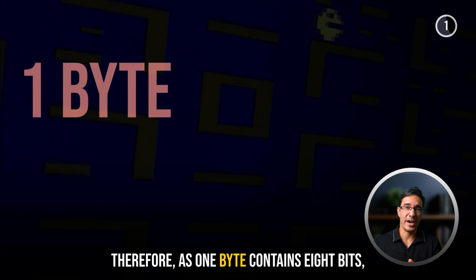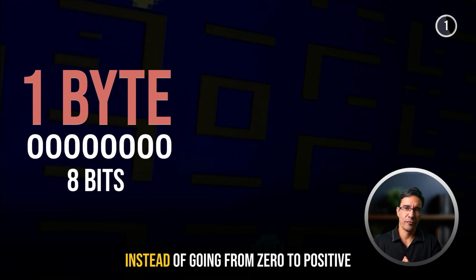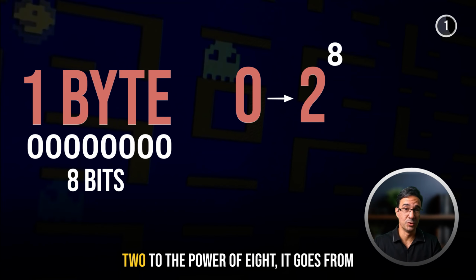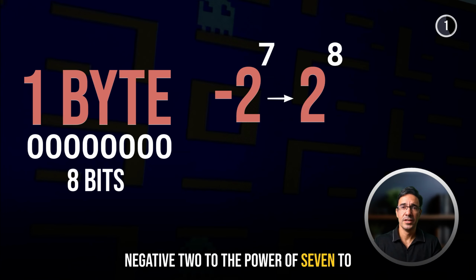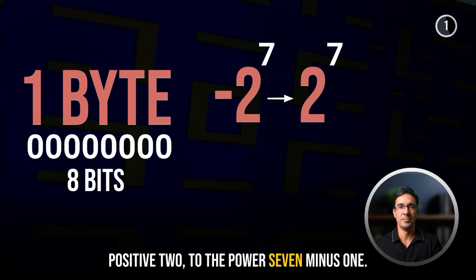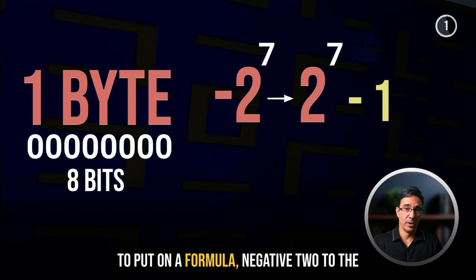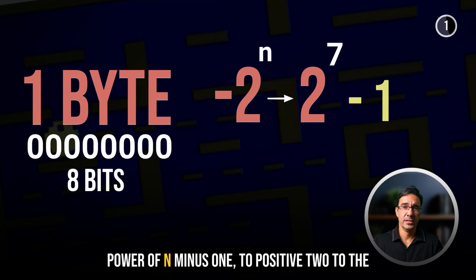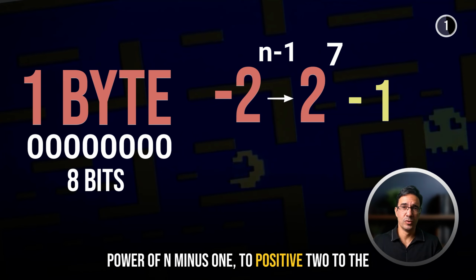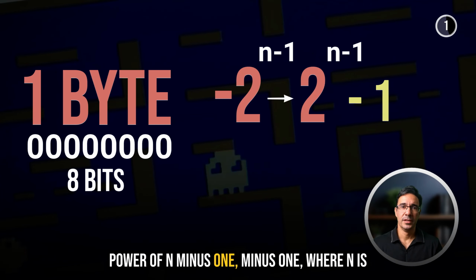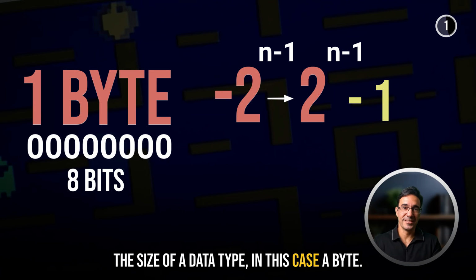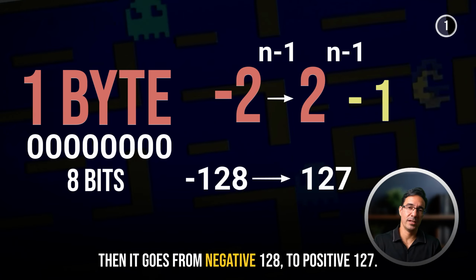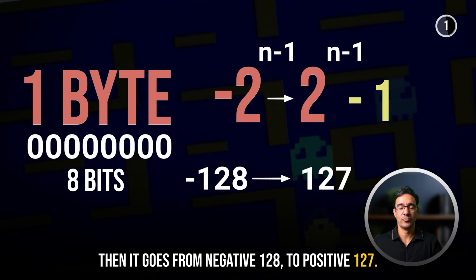Therefore, as 1 byte contains 8 bits, instead of going from 0 to +2 to the power of 8, it goes from -2 to the power of 7 to +2 to the power of 7 minus 1. To put in a formula, -2 to the power of n minus 1 to +2 to the power of n minus 1, where n is the size of the data type. In this case, a byte. Then it goes from negative 128 to positive 127.